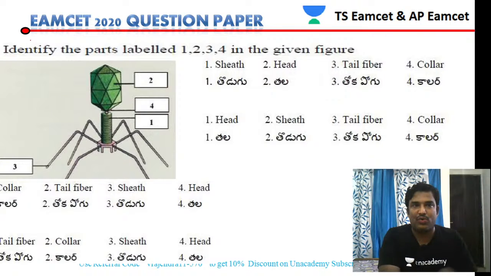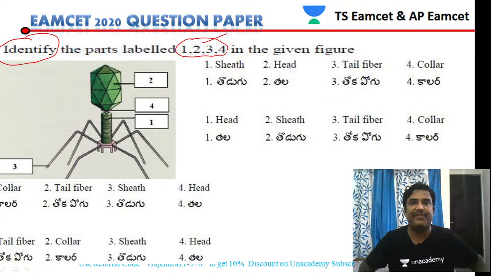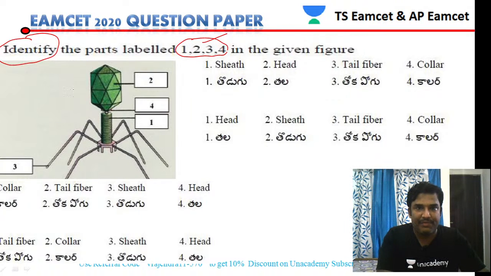So the question is asking to identify the parts labeled as 1, 2, 3, 4. Let us see the parts of this particular diagram. So what is this diagram? This diagram is a bacteriophage.